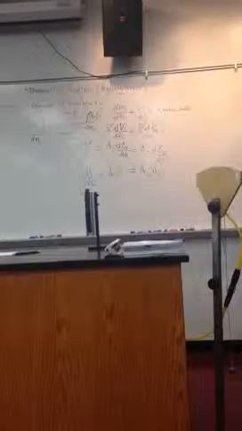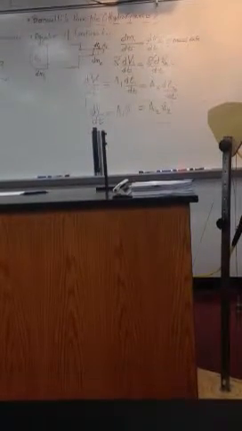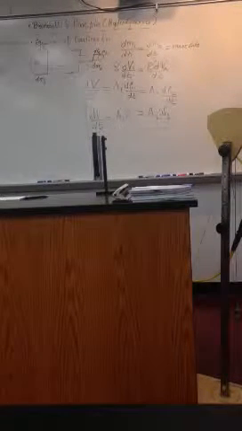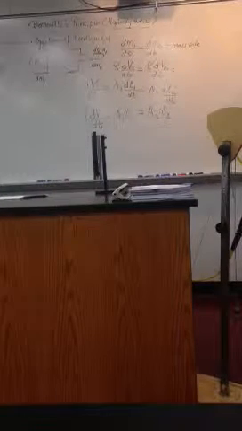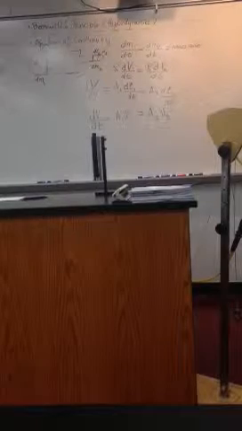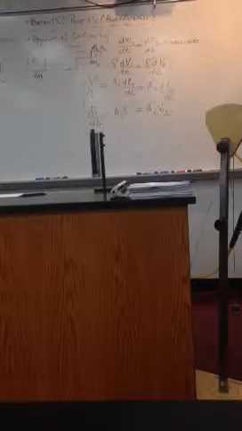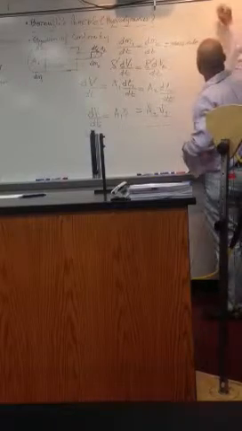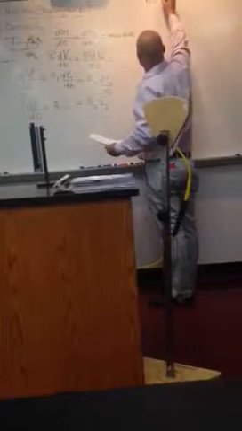The question says water is flowing at 4 meters per second in a circular pipe. If the diameter of the pipe decreased to 1/2 its former value, what is the velocity of the water downstream? So the diameter decreased to 1/2 in a circular pipe. If we use the equation of continuity, what can we say? V1 is how much? 4.